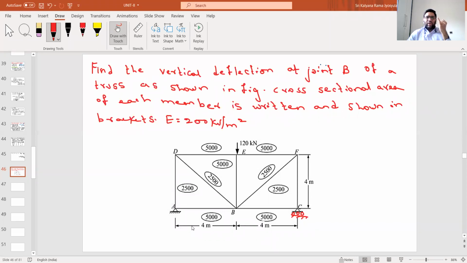Point number one. Number two, remove the external load, apply the unit load, and then calculate the forces in all the members. Okay. And then whatever the forces you calculate for the external load, that is P. And where do we need to apply the unit load? We need to apply the unit load at joint B. That will give K. So PKL by AE will give you the total deflection at joint B. Okay, that is how we need to solve this problem.